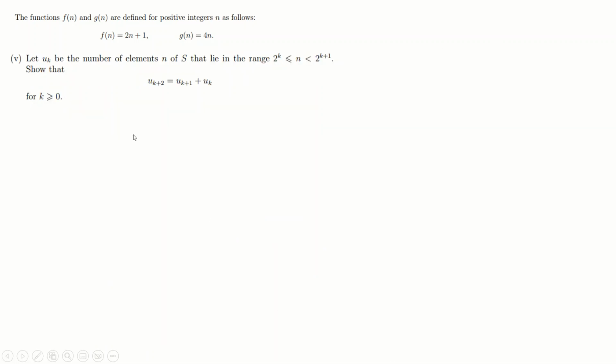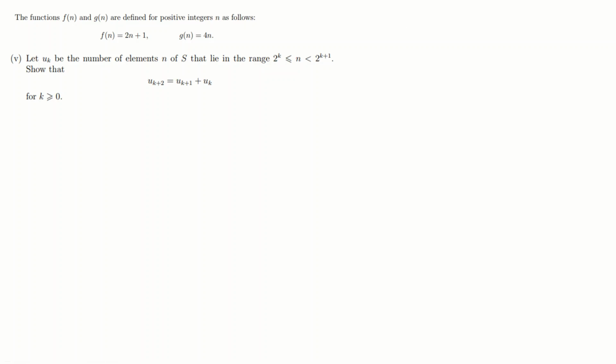Good. Part 5, I believe this is, if I can read Roman numerals correctly. Let U_k be the number of elements in S that lie in this range. So this is the number of numbers that you can make through these things, starting at 1, in between these two things, is what this is saying. So this is a bit confusing.